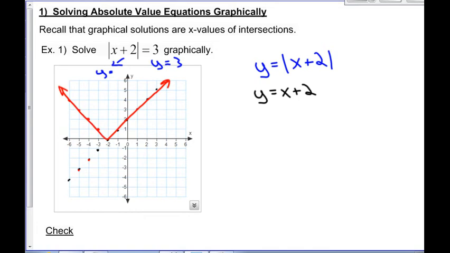Now I'm asked to graph y equals 3. Well, that's a horizontal line at 3. And you can see where they intersect. They intersect right here at x equals 1 and right here at x equals -5.